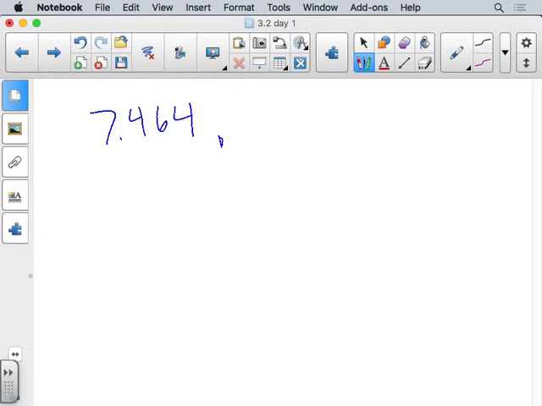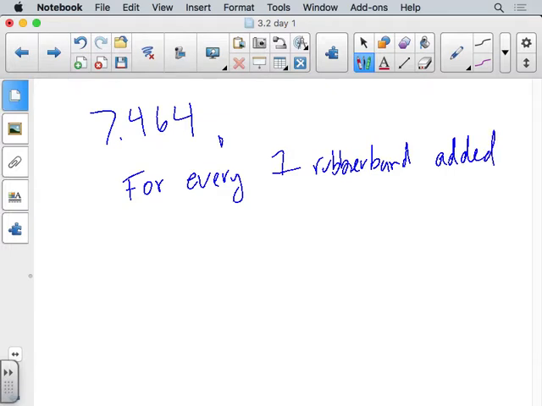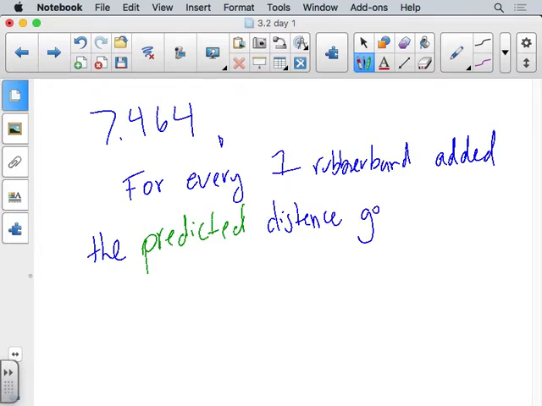So if I was to interpret, it would be for every 1. So this is the same for every slope that you'd ever have. For every 1x. So in this case, for every 1 rubber band added, the distance traveled, the predicted distance traveled, there we go, I'm catching myself. And then I'll change the thing again, the predicted distance goes, and then give a direction. It goes up because it's a positive slope.